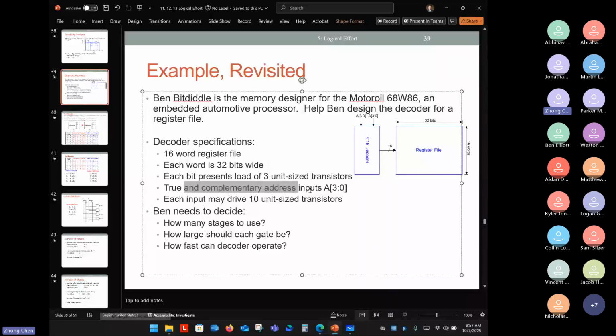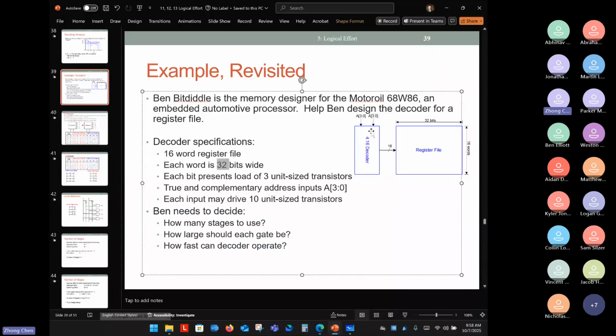And it gives you the driving transistor size, a 10-unit size transistor, which means the input capacitance is 10. The output we can calculate as well: you have 16 bit lines, 32 times 3, so that would be your output capacitance. So you have the input capacitance and output capacitance for this decoder. You may be wondering what the decoder schematic looks like at block level, and what kind of transistors we want to use for the decoder.